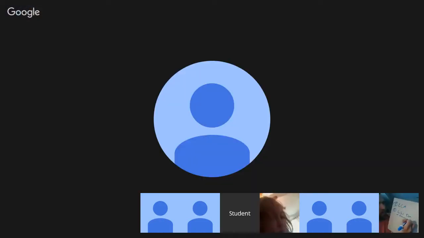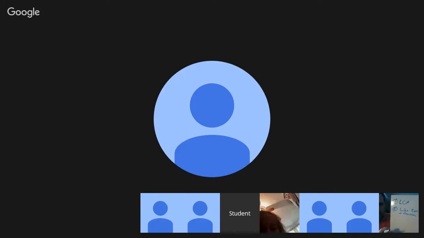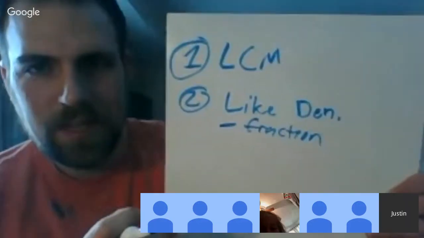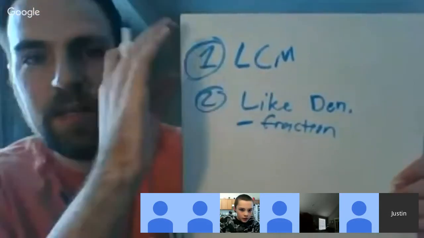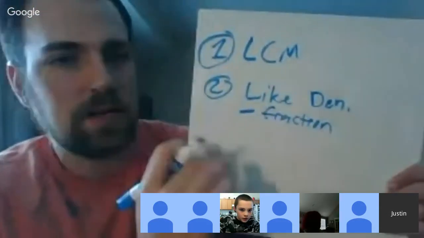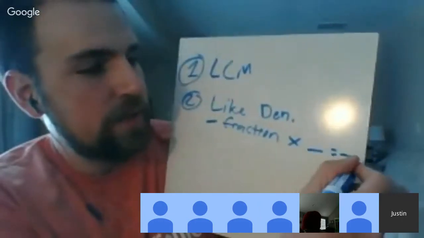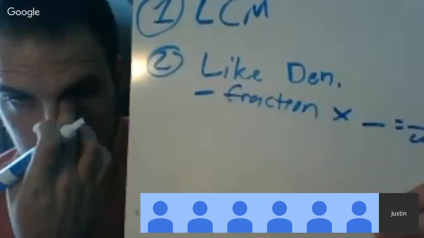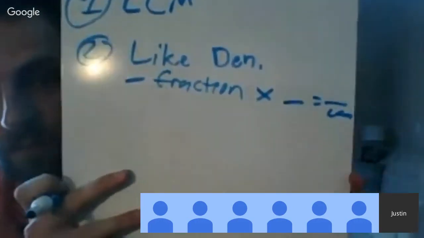Can you say the steps? They're written down right here. I know, but you just have LCM. Find the LCM. Yeah, just do the same thing you did with these problems. Right. I'm just writing down the steps to solving the problems. So you find your LCM, you do the like denominators, which is fraction times blank equals blank over LCM. That's supposed to say LCM. I know, I have wonderful handwriting.